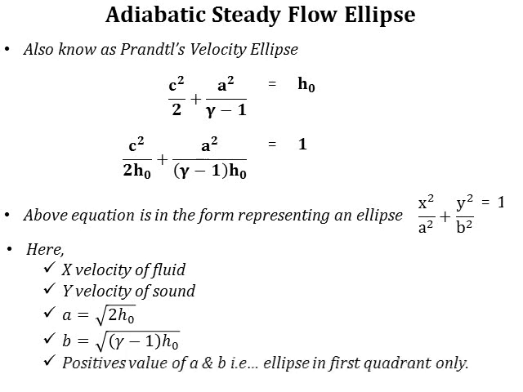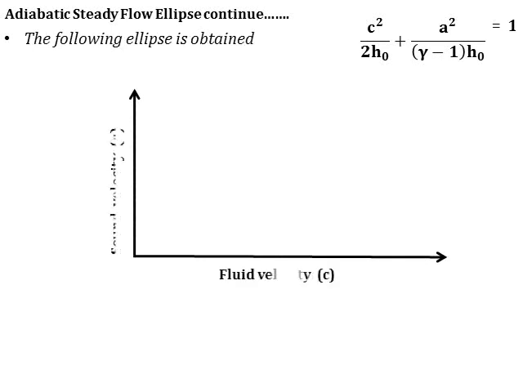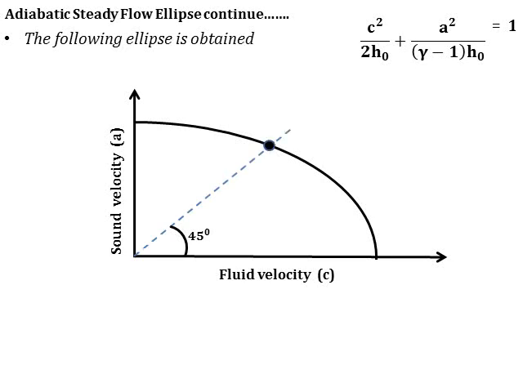Keeping this in mind, we will be able to plot an ellipse in the first quadrant. Only in the first quadrant because we are taking the positive values of velocity of fluid and velocity of sound. And we obtain the following graph. Here, if you take a line passing at 45 degrees, it represents the point of sonic flow, that is, Mach number equal to 1.